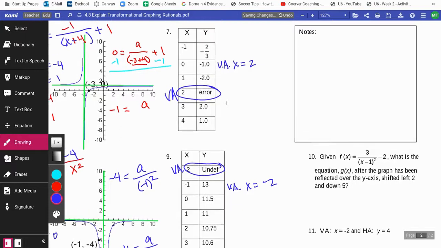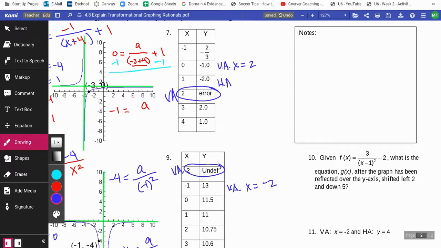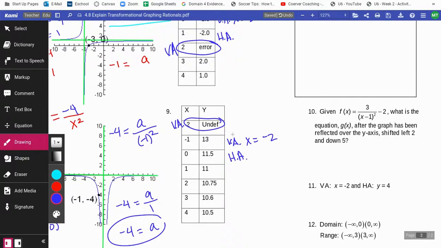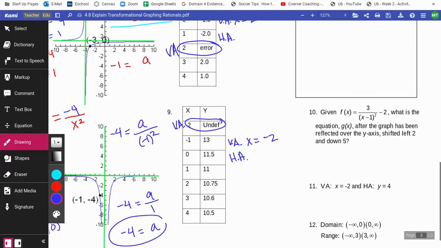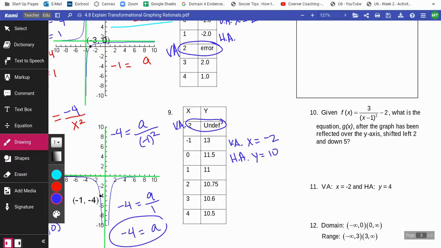Okay, now the HA is kind of what I want to try to find next, right? It's easy to see this in number 9. So I look at my Y values and I say, okay, this was at 13, then 11.5, 11, 10.75, 10.6, 10.5. So we look and see what number this approaches, right? Right here, it's approaching 10, okay? And so we have Y equals 10 as our HA up here.